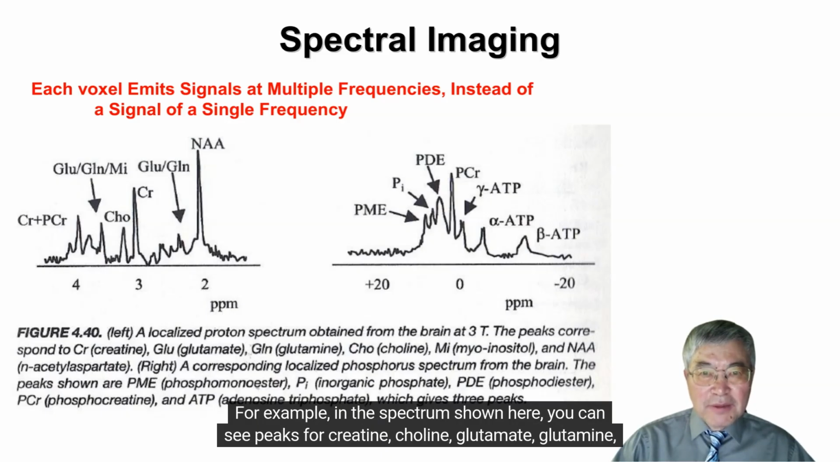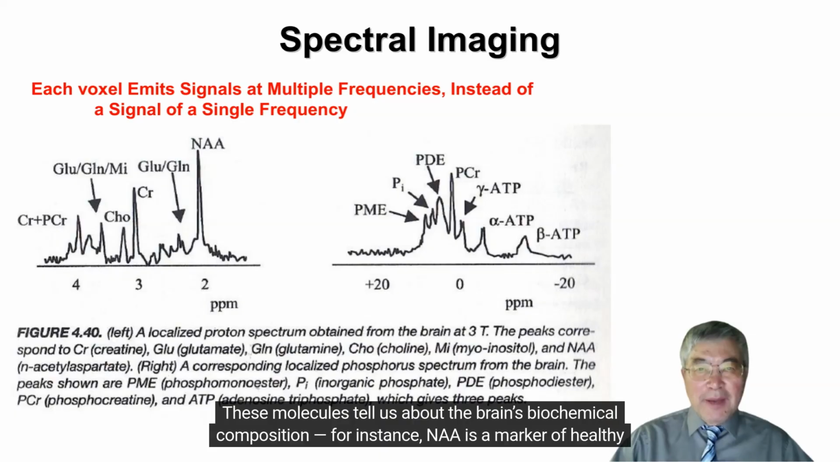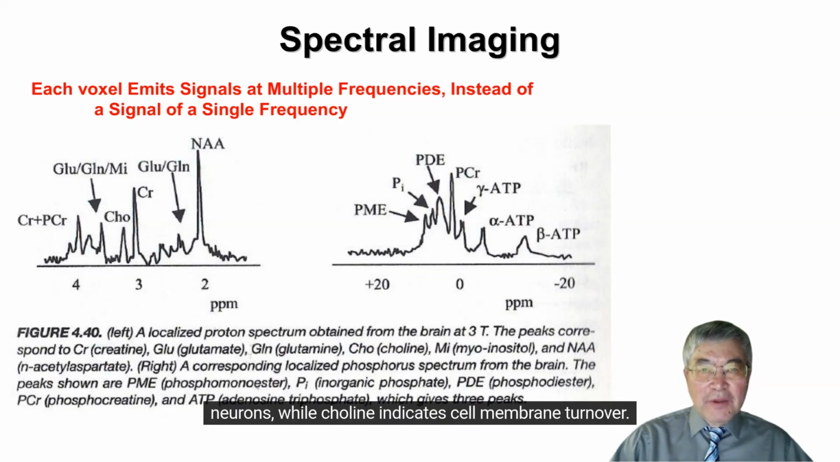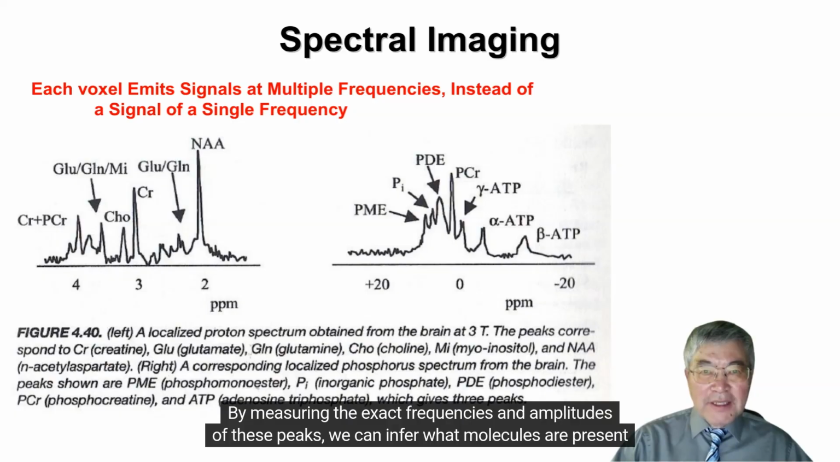For example, in the spectrum shown here, you can see peaks for creatine, choline, glutamate, glutamine, and N-acetylaspartate, or NAA. These molecules tell us about the brain's biochemical composition. For instance, NAA is a marker of healthy neurons, while choline indicates cell membrane turnover. So, spectral imaging gives us access to biochemical information, not just structural or functional detail. By measuring the exact frequencies and amplitudes of these peaks, we can infer what molecules are present and in what quantities.